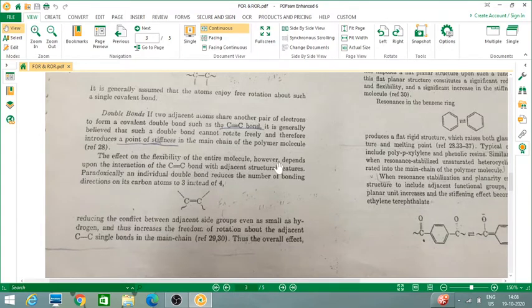The effect on the flexibility of the entire molecule, however, depends on the interaction of the C double bond C bond with adjacent structural features. Paradoxically, which means a contradictory statement, an individual double bond reduces the number of bonding directions on its carbon atom to 3 instead of 4. So what will happen if I introduce a double bond? Then there will be only 3 bonds, because otherwise there are 4 bonds in carbon. But because of this double bond there are only 3 bonds. So the number of bonding directions on its carbon atom is 3 instead of 4 because of the double bond, reducing the conflict between adjacent single side groups even as small as hydrogen, and thus increasing freedom of rotation about the adjacent CC bonds in the main chain.